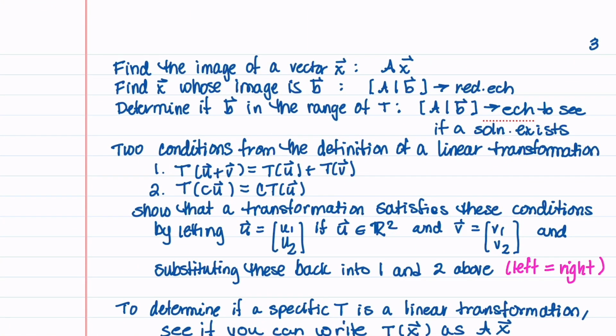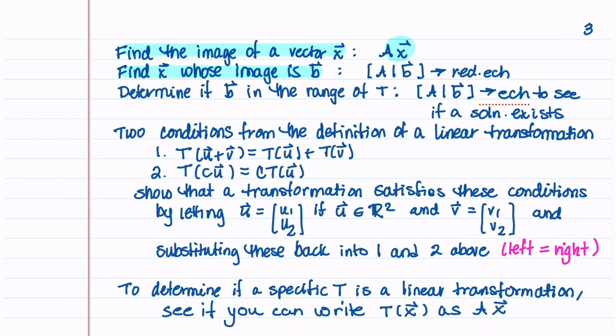One of the concepts we looked at in this section was how to find the image of a vector x, and to do that, all you do is multiply x by matrix A. We also looked at problems where we wanted to find x whose image is B. This one takes a little bit more work. For this one, you're going to take A, augment it with B, and put it in reduced echelon form to solve for x.